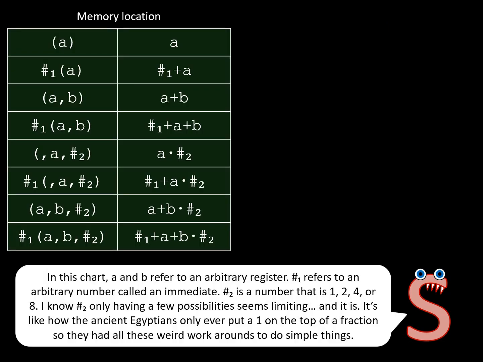In this chart, A and B refer to an arbitrary register. Number 1 refers to an arbitrary number called an immediate. Number 2 is a number that is 1, 2, 4, or 8. I know number 2 only having a few possibilities seems limiting, and it is. It's like how ancient Egyptians only ever put a 1 on the top of a fraction, so they had all these weird workarounds to do simple things.